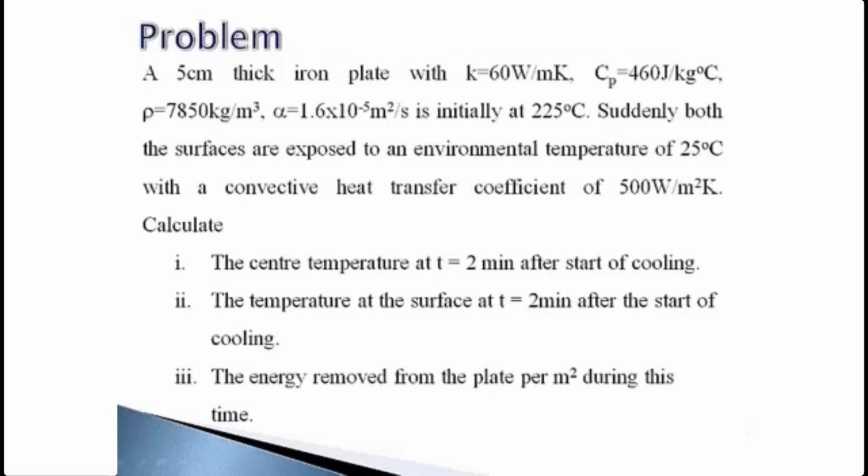Now let us work out an example. A 5 cm thick iron plate with thermal conductivity 60 watts per meter Kelvin, specific heat 460 joules per kilogram degree centigrade, density 7850 kilogram per meter cube, and alpha, that is thermal diffusivity, 1.6 into 10 raised to minus 5 meters square per second, is initially at 225 degrees centigrade. Suddenly, both the surfaces are exposed to an environmental temperature of 25 degrees centigrade with a convective heat transfer coefficient of 500 watts per meter square Kelvin.